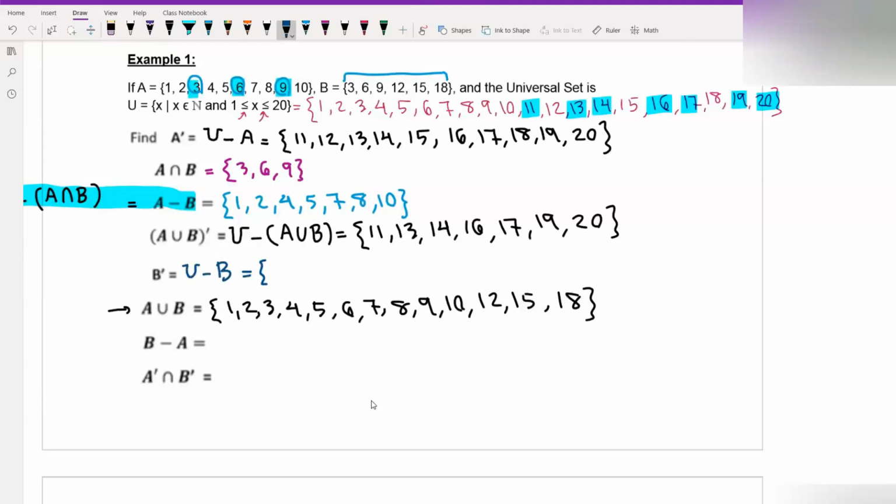Yeah, so all the members that we have in the universal set, except those that are inside B. Right? So we have 1, 2, here we have 3, 6, 9, 12, 15, 18. And inside B, we shouldn't list these numbers.